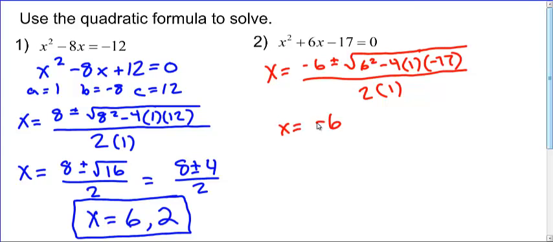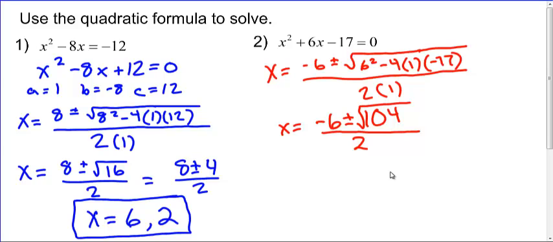All right, so here we go. Negative 6 plus or minus. Now this is 36 plus 4 times 17 is 68. So 36 plus 68 would be 104, and don't forget that whole thing is inside the square root symbol. And of course the denominator is just 2 times 1, or 2.